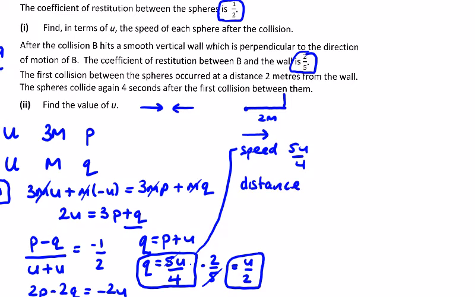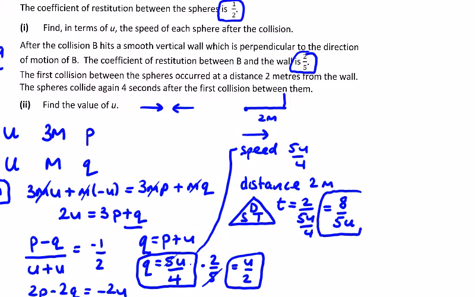So we can definitely get the time from your DST triangle. Don't make a silly mistake getting them in the wrong order. We want time is equal to distance over speed. So 2 divided by 5u over 4. So the time is going to be 8 over 5u, just multiplying the 4 by the 2. That's the time taken for Q to hit the wall.